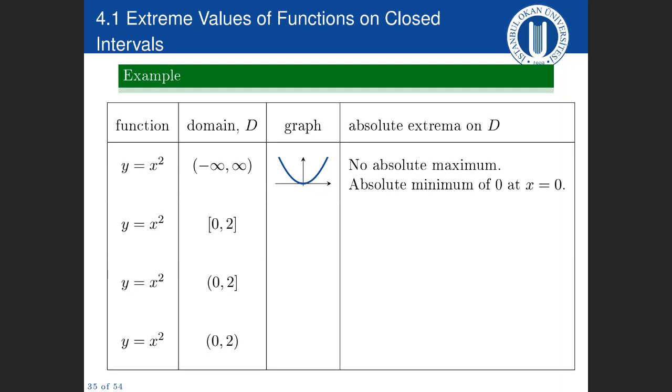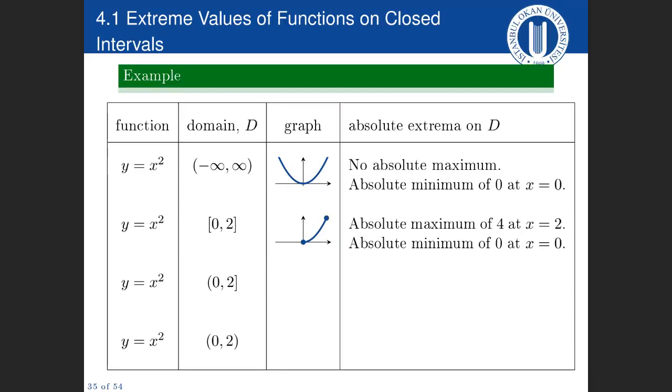What about if we restrict the domain to the closed interval from 0 to 2? Here's the graph. We can see that now we have an absolute maximum value, which is equal to 4, and that occurs when x is equal to 2. And we still have the same absolute minimum value of 0, which occurs when x is equal to 0.